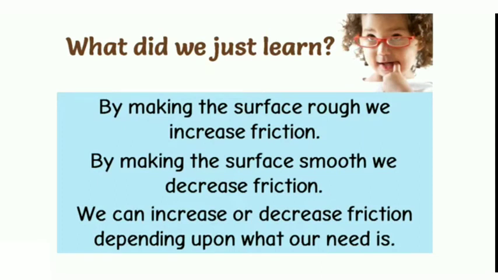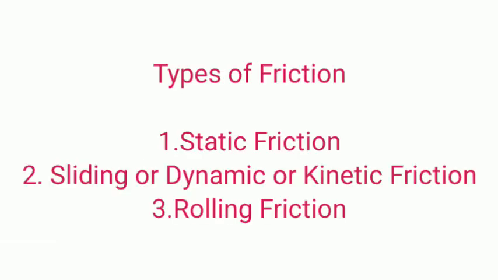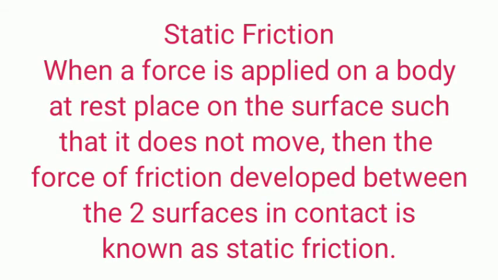Right, everyone? Now I will explain the types of friction. There are 3 types of friction. First one is static friction. Second is sliding, or dynamic, or kinetic. It has 3 names. And third one is rolling friction. Okay. Now come to the first one.